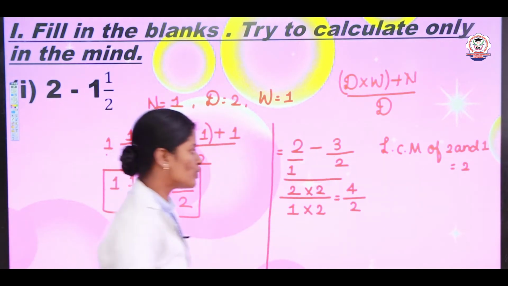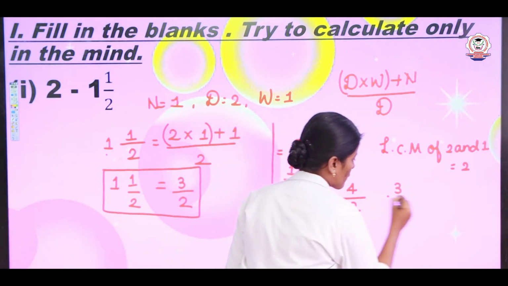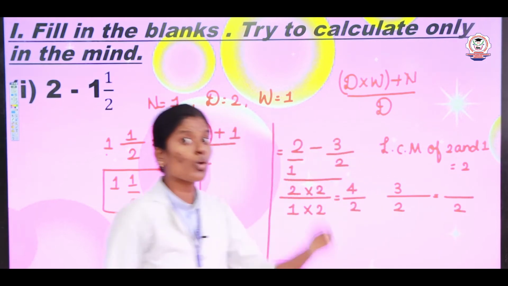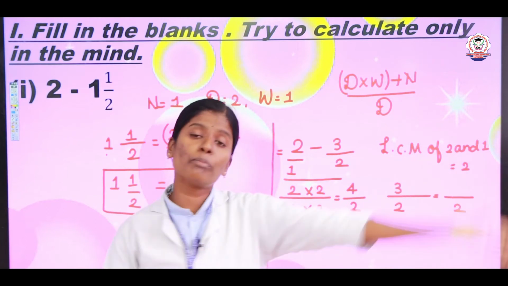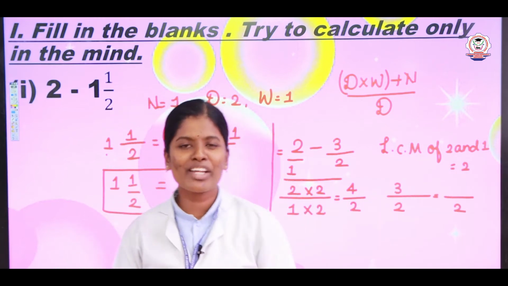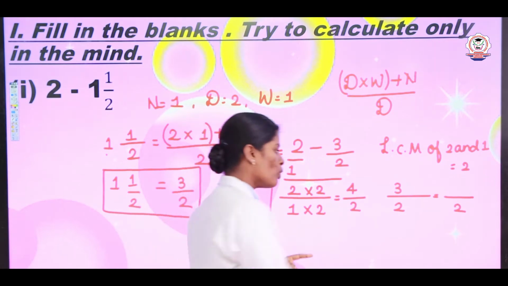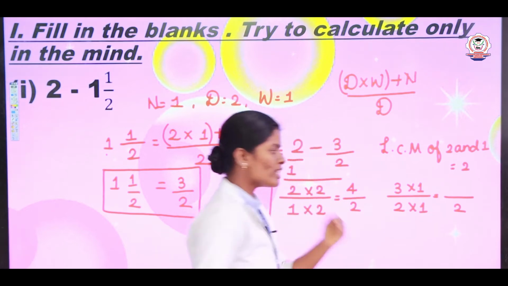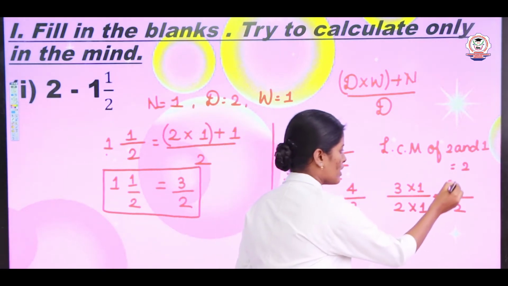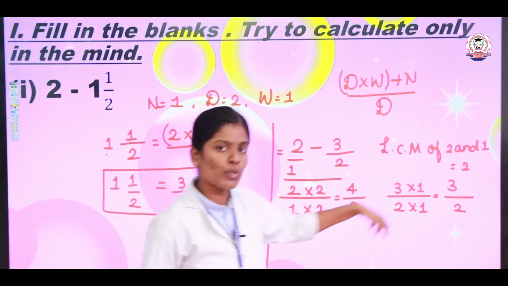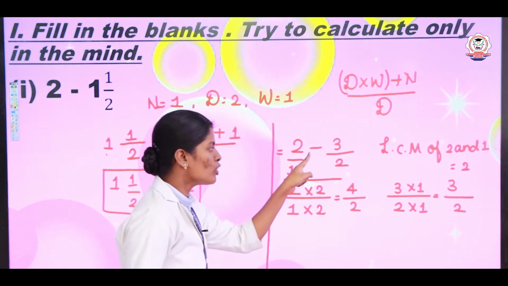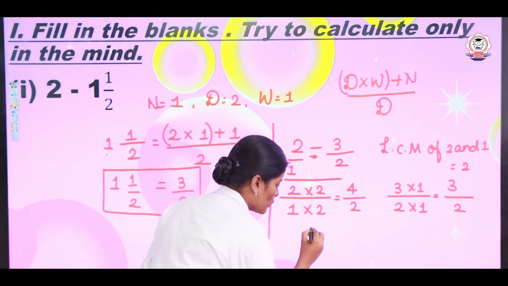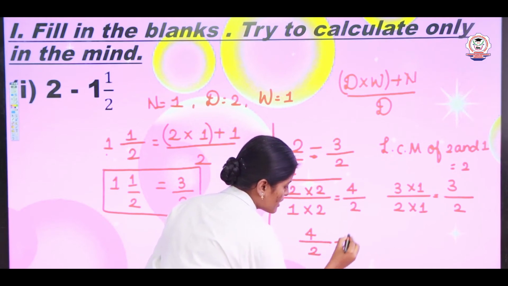Next you are going to take 3 by 2. Now we need the denominator value to be 2. We are going to check. So what number should be multiplied by 2 to get the product as 2? Yes, very good. That is 1 only. So write both numerator and denominator multiply by the same number. 2 1s are 2 and 3 1s are 3. Now take the answer 4 by 2 minus 3 by 2. Why? Because here we have the minus symbol. So take 4 by 2 minus 3 by 2.